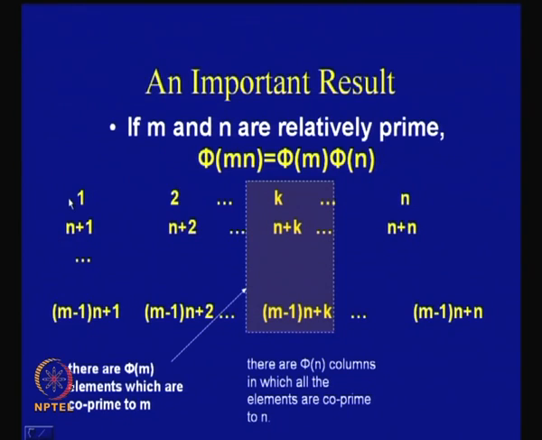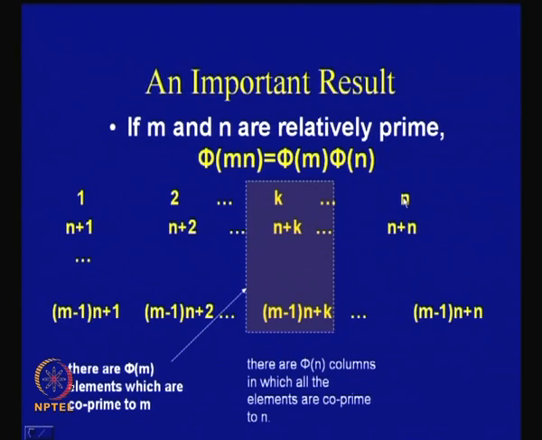Now, among these numbers, since m and n are relatively prime, if a number is relatively prime to mn, then it has to be relatively prime to both m and n. Now you will find that there are phi n columns in which all the elements are co-prime to n. For example, this particular column, the last column, that is n plus 1, this column, all the elements are not co-prime to n.